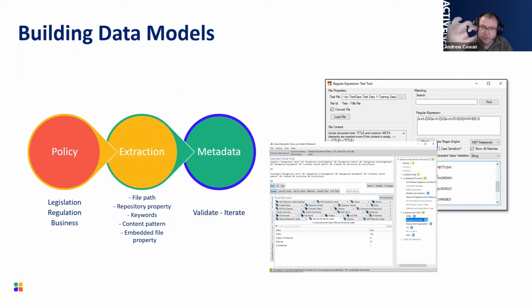So again, starting with the policy, your information governance policy, what's written down on paper, what legislation you have to deal with, what regulatory bodies you need to deal with, what kind of requirements your business is putting on the information governance, and that builds into what I'll call the extraction. So this is looking into the contents of the file.